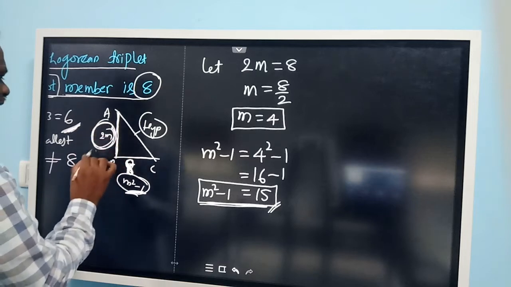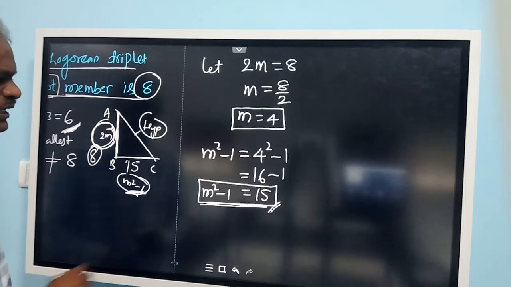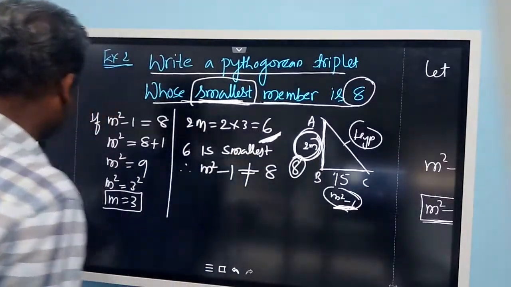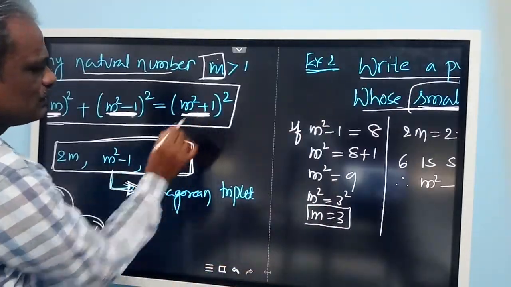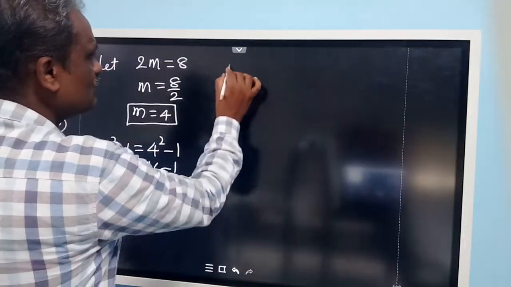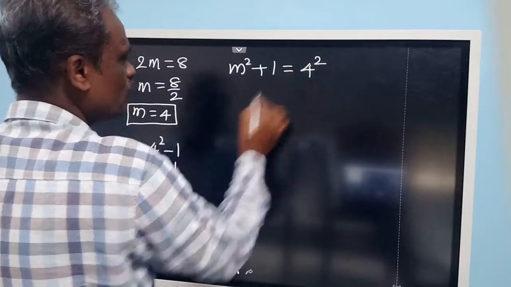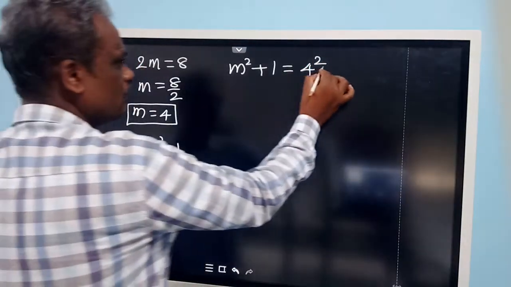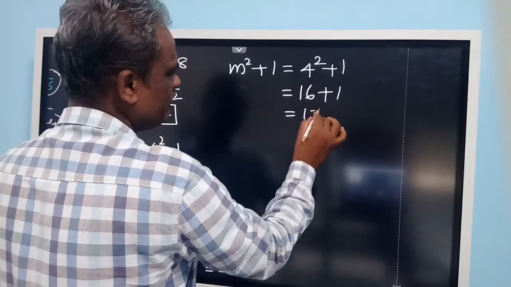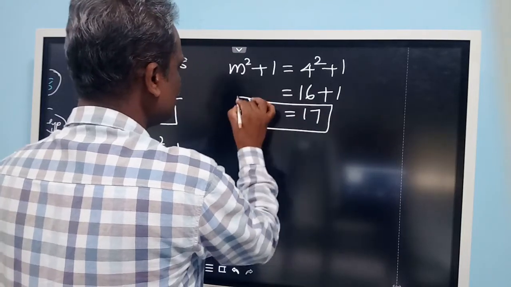m square minus 1 is 15. Okay, so you got the other side. See, 2m is equal to 8 I took, then I got this length is 15. Now let us find out the hypotenuse. What is the hypotenuse formula here? Look at this hypotenuse, what is that? m square plus 1. So let us see m square plus 1. It is equal to, m is 4, so m square means 4 square plus 1. 4 square is 16 plus 1. So 17. So m square plus 1 is 17. You got the third side also.